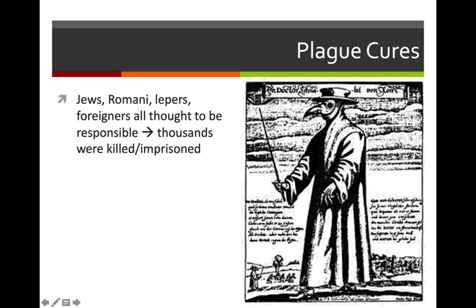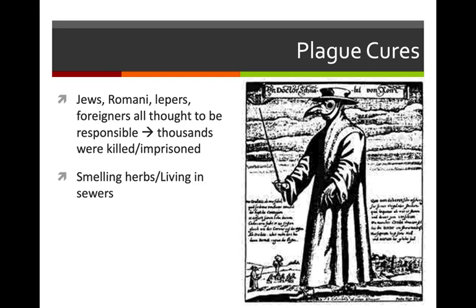What did doctors do at the time? Well, one of the first things you had to do was figure out who was responsible. One of the things that people to this day like to do is, if somebody is different, they are responsible for whatever is bad. So at the time in Europe, the people who were considered to be different were Jews, Romani, lepers, foreigners. Basically anybody who was different from you was responsible for the plague. And thousands of people belonging to these groups were either killed or imprisoned.